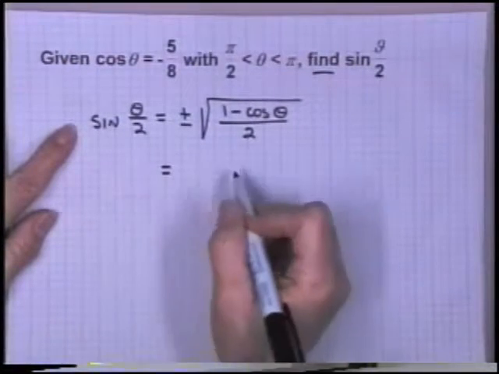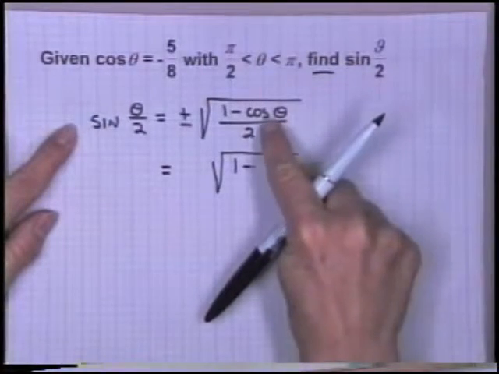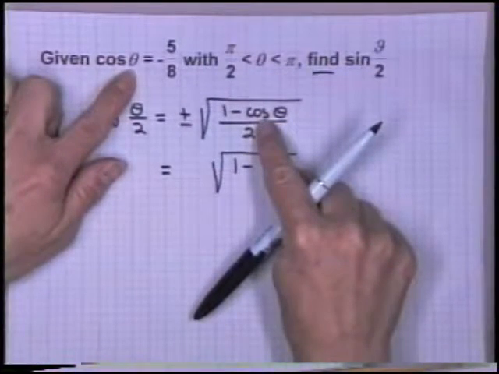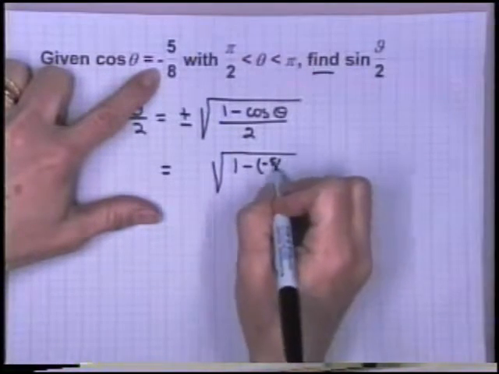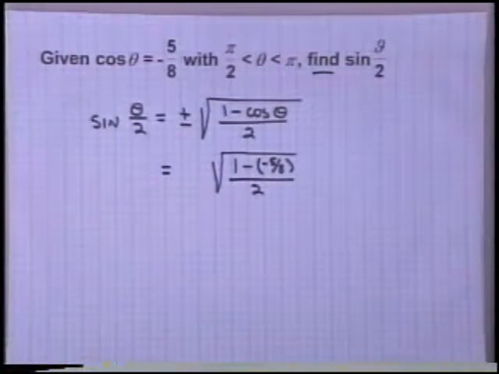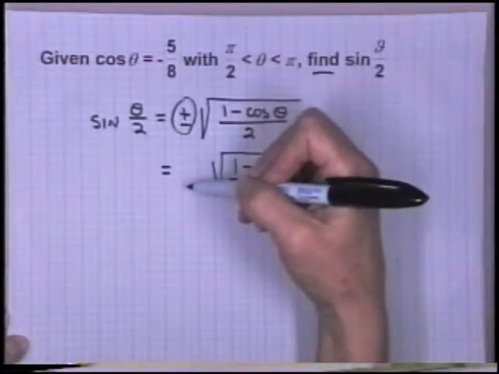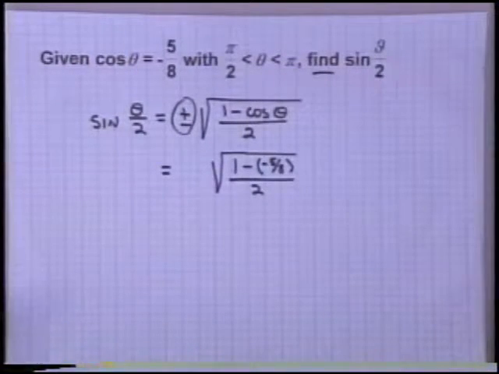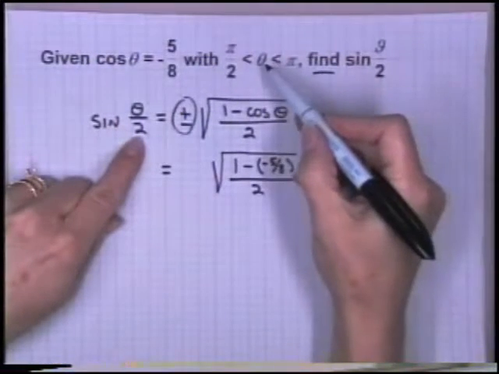Well, let's see. I'm going to start over here with 1 minus. Notice I'm given the cosine of theta. It's negative 5/8, so I have 1 minus a negative 5/8 here over 2. Now, that's real good, but what I've got to decide is, do I want the positive square root or the negative square root here? Now, notice theta over 2 determines that, not theta.